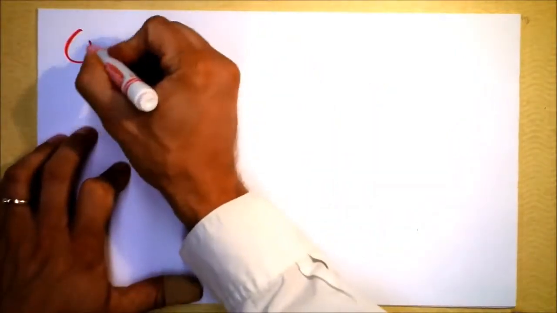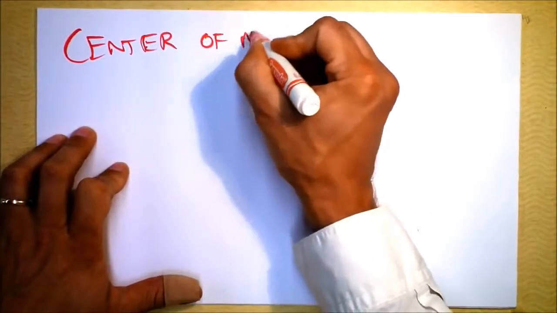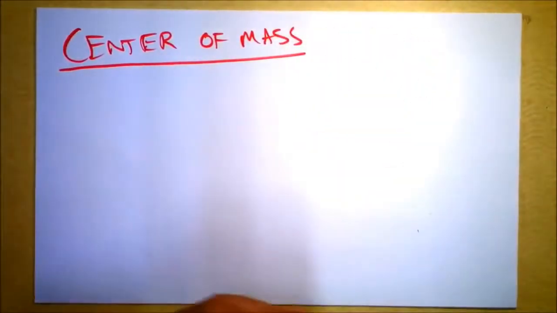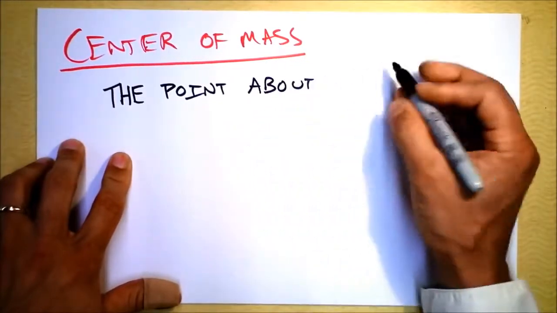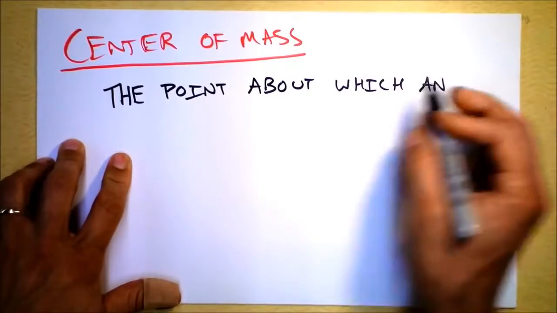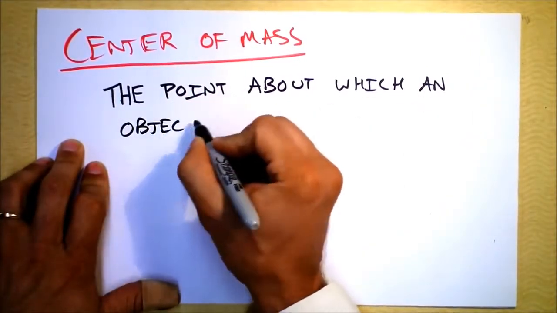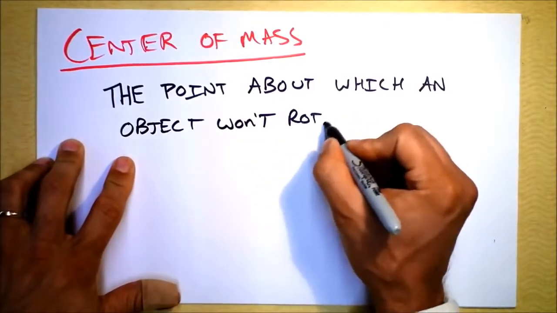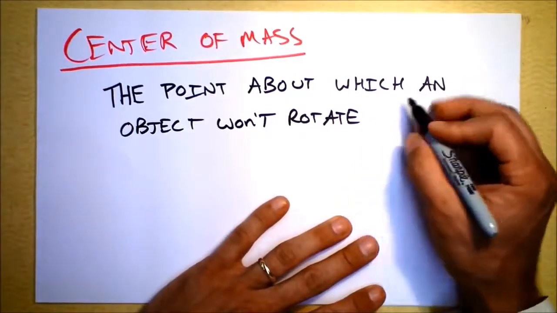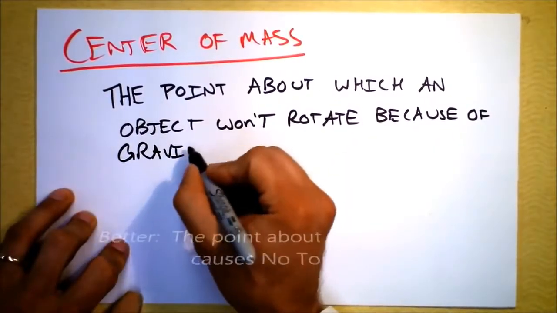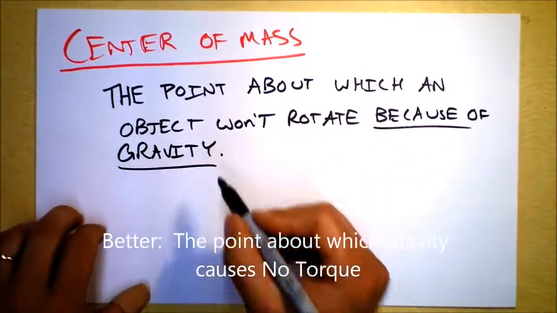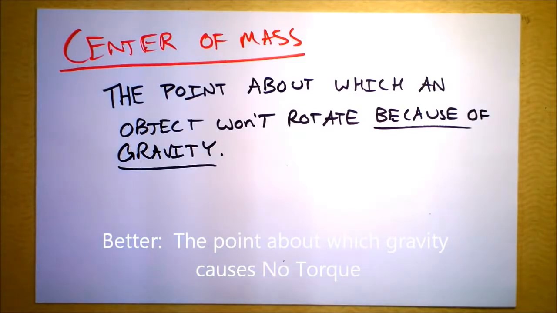The end. Center of mass and balance. This is a very simple section. The center of mass is the point about which an object won't rotate, won't rotate because of gravity. It is certainly possible for an object to rotate about its center of mass, and that's a standard thing that happens, but it won't begin to rotate about its center of mass because of the force of gravity.